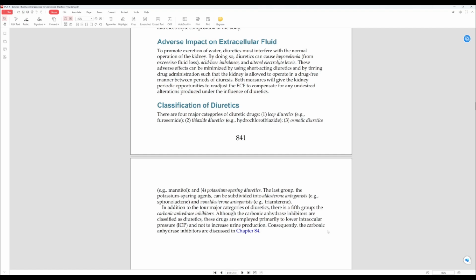These adverse effects can be minimized by using short-acting diuretics and by timing drug administration such that the kidney is allowed to operate in a drug-free manner between periods of diuresis. Both measures will give the kidney periodic opportunities to readjust the ECF to compensate for any undesired alterations produced under the influence of diuretics.